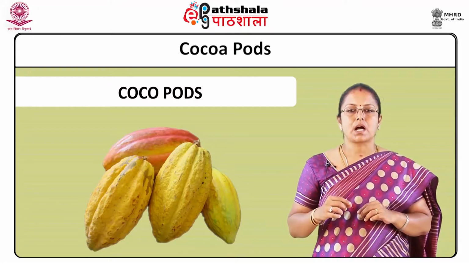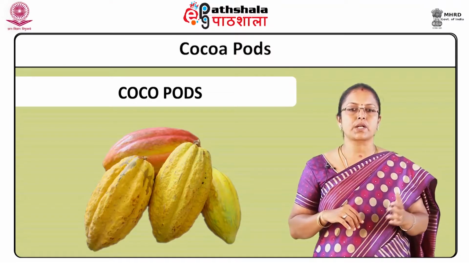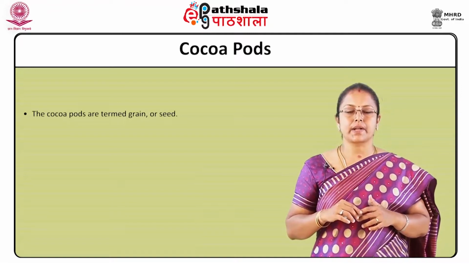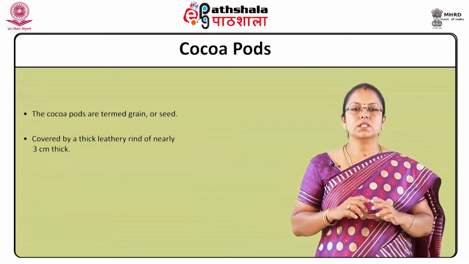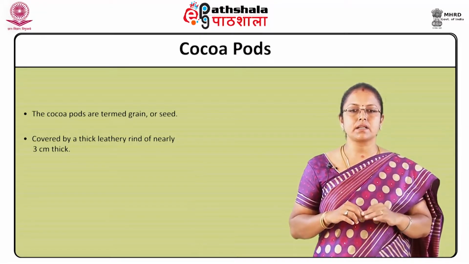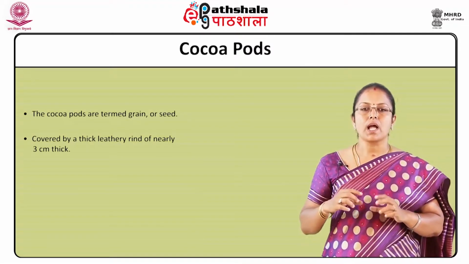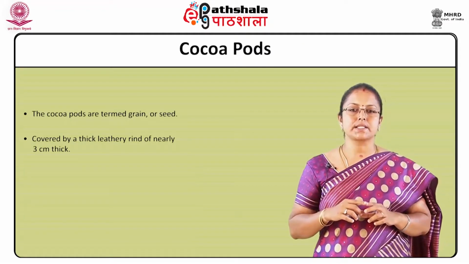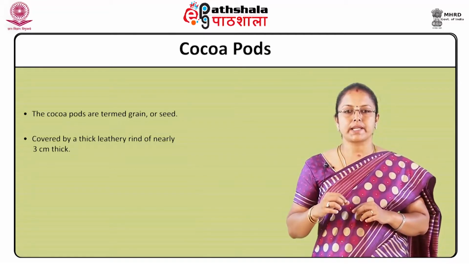The pods are harvested by cutting with knives fixed on long poles at varying distances. The cocoa pods are termed grain or seed. A pod or fruit is covered by a thick leathery rind of nearly 3 cm thick, containing 20 to 40 flat or round almond-shaped beans in a pod, varying in thickness from 0.5 to 1.27 inches depending on the species.